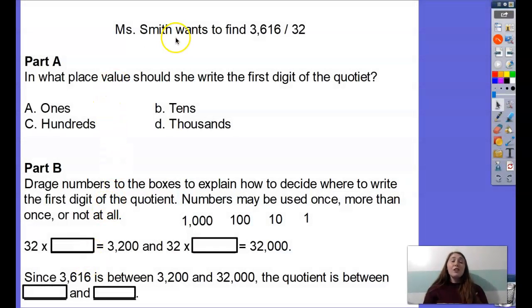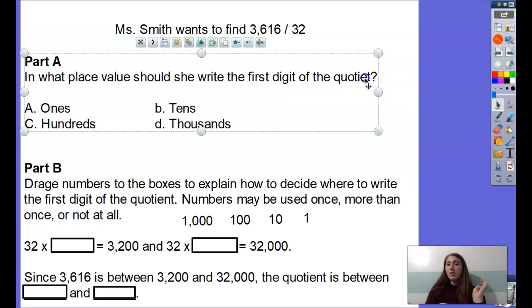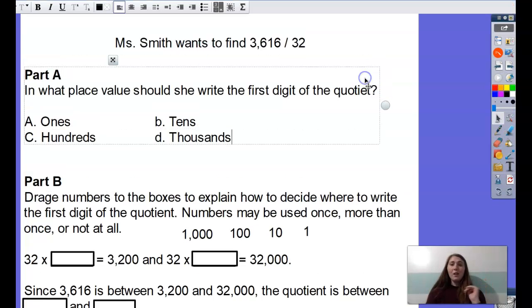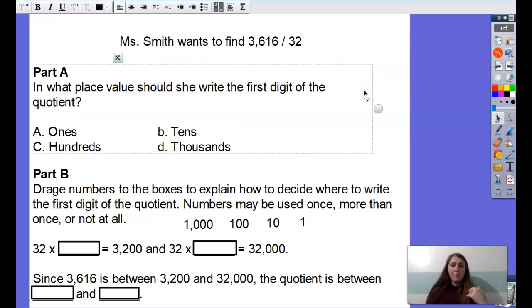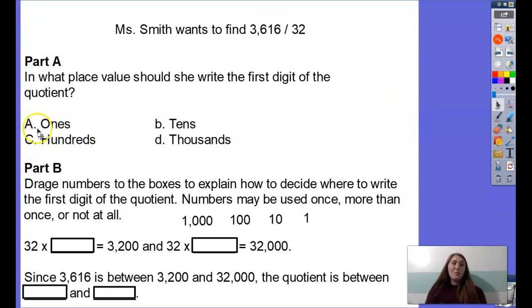So the first problem is Miss Smith wants to find 3,616 divided by 32. Now, this format that you see is what's going to be on our test tomorrow. So that's why we're practicing this format so that you can see what it looks like. So you will have two parts. Part A says, in what place value should she write the first digit of the quotient? Well, this should say quotient. That's a typo on my end. So it is quotient. And then it's multiple choice.